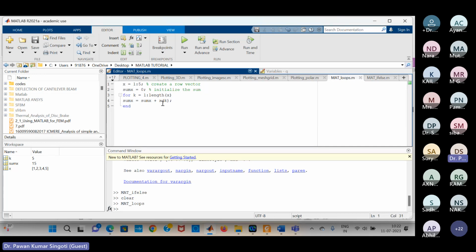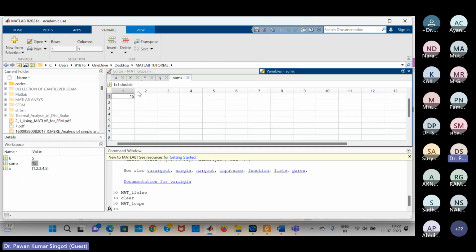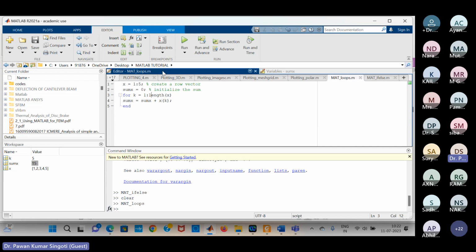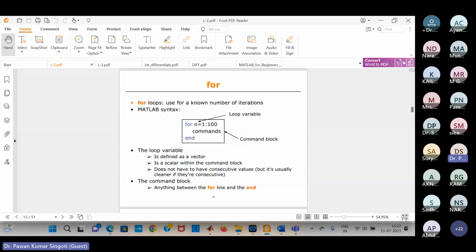Sum will be sum plus x as a function of k. K will go from 1 to the length of x. Length of x will be 5. These commands, length, zeros, sum, we already used in previous sessions, and you can explore more about this. So 1 to 5 will go, and it will come over here, one by one. So 1 plus 2 plus 3 plus 4 plus 5, and it will return 15 as the answer. So this is the simplest for loop I am showing you.